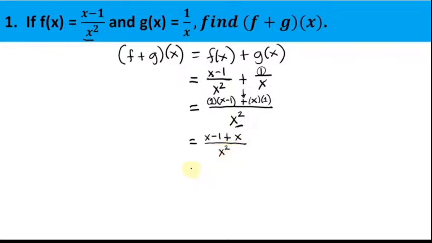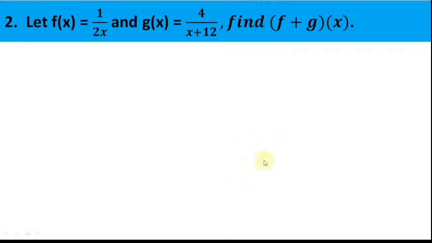Isa-isahin natin. Next, simplify or combine like terms. So we have x plus x, that is 2x, then minus 1 over x squared. So ito na yung final answer natin. Given x minus 1 over x squared yung f of x, and g of x equals 1 over x. So ito na yung final answer natin.